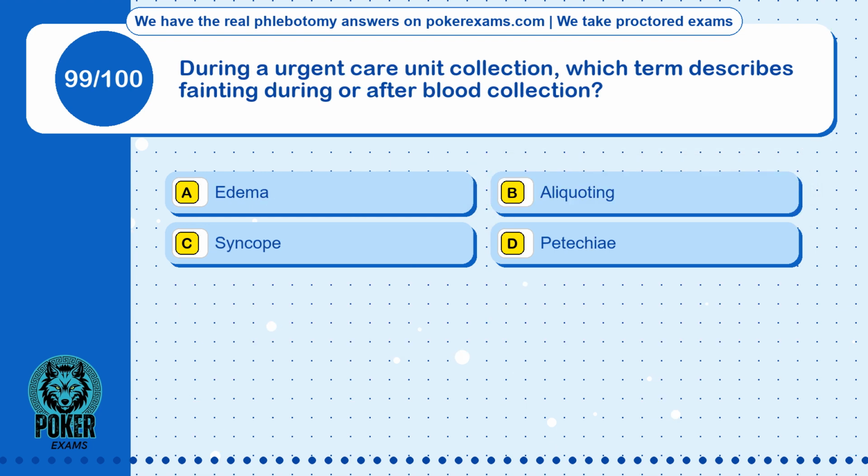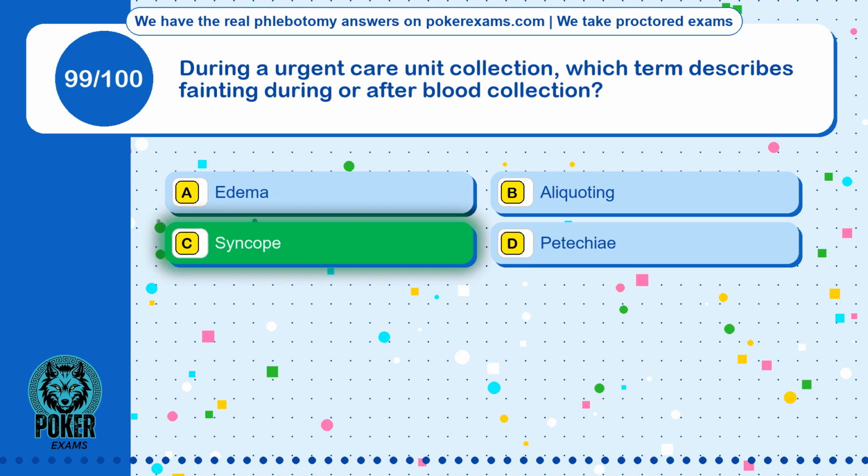Question 99. During a urgent care unit collection, which term describes fainting during or after blood collection? Option A, edema. Option B, aliquoting. Option C, syncope. Option D, petechiae. The correct answer is option C.